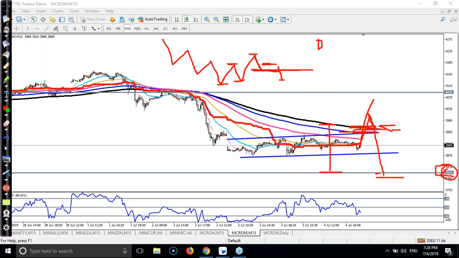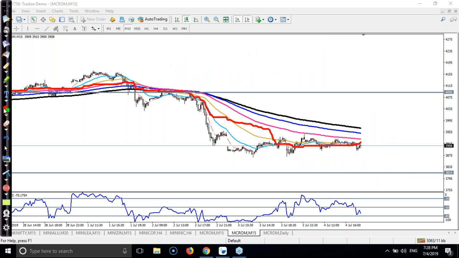So my entry point is just like that. My entry point is here. This is a resistance line. This is a market channel, small time frame, right? So my entry point is above this area when they retrace. So this is my entry point. This is my entry point for the buy. Remember, this is the entry for buy for me.